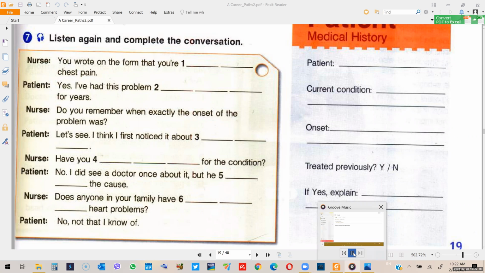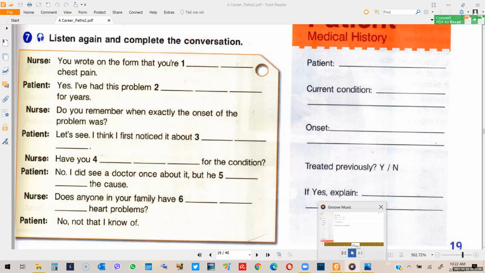Exercises 6 and 7, page 19. The doctor will be in shortly, Miss Granger. While you're waiting, I have a few questions about your past medical history. Of course. What do you need to know? You wrote on the form that you're suffering from chest pain.